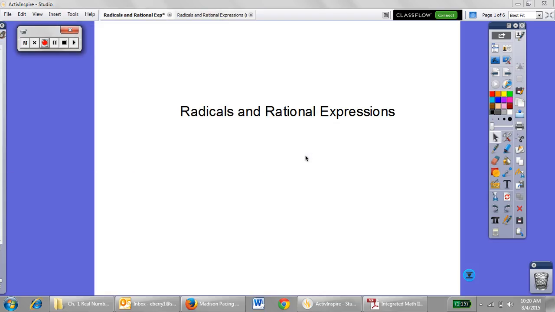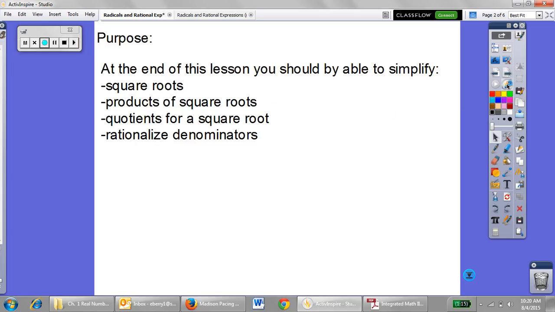Hi students, today we'll be learning about radicals and rational expressions. The purpose is that at the end of this lesson, you should be able to simplify square roots, products of square roots, quotients of square roots, and to rationalize denominators.